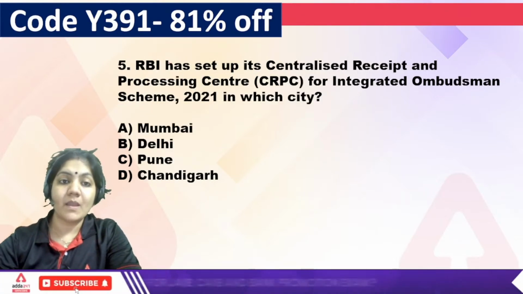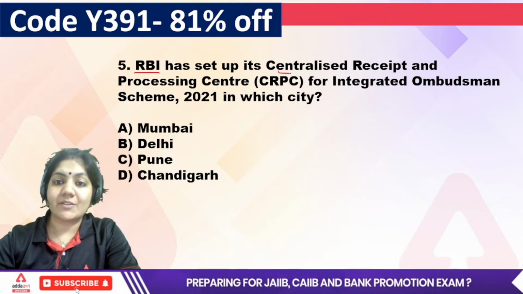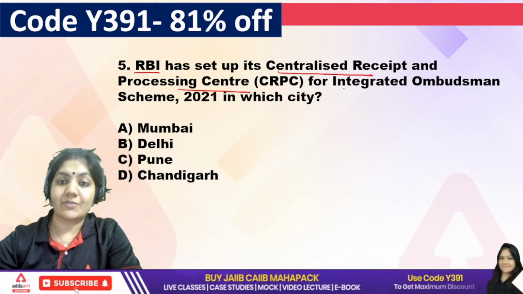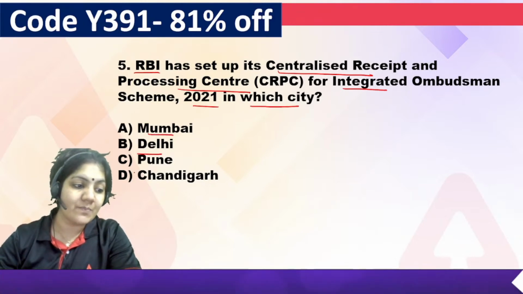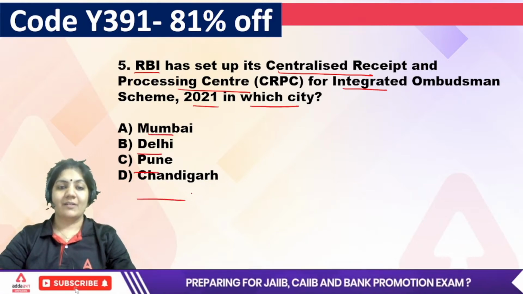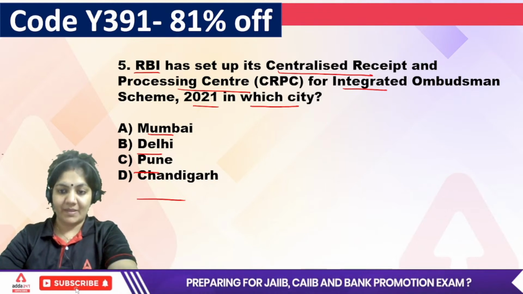Next. RBI has set up its centralized receipt and processing center for the integrated ombudsman in which city? Mumbai, Delhi, Pune, Chandigarh. That is very easy.